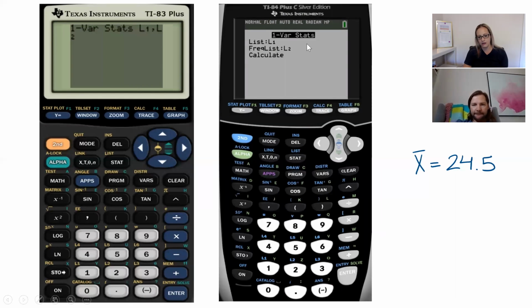On the other calculator, your main list is your L1. That should be there already. And then your frequency list, you want to tell the calculator to use that. So you want to put an L2 in there. So you'll type or click second 2. That'll put an L2. Then go to calculate. And either way, you should get 24.5. Cool.